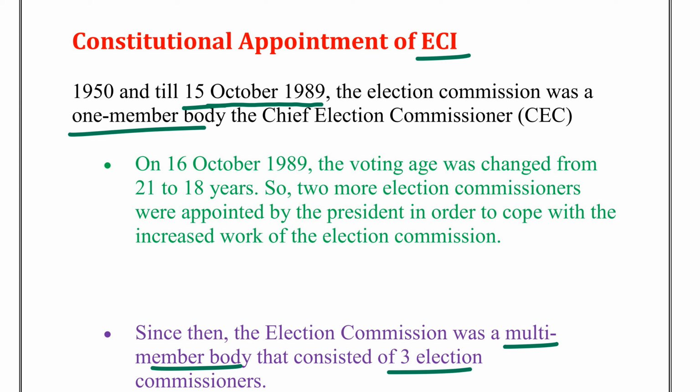Who selects them? They are appointed by the President of India, but selected by a committee consisting of the Prime Minister, the Leader of the Opposition in Lok Sabha, and one Union Cabinet Minister as members. These three people, the trio, will select the CEC and the EC: the Prime Minister, the leader of the opposition in the Lok Sabha, and one Union Cabinet Minister.